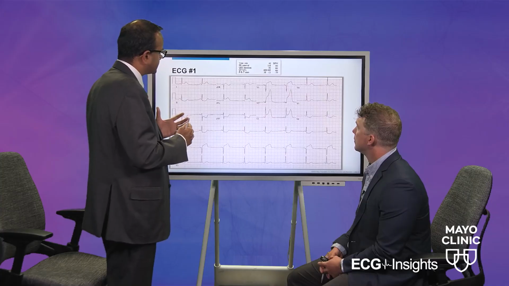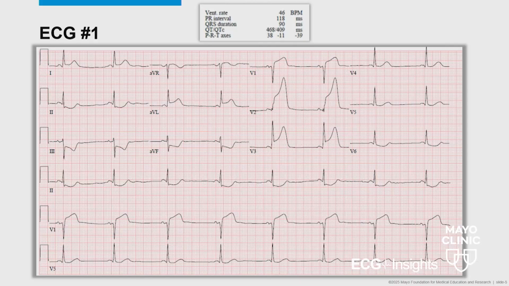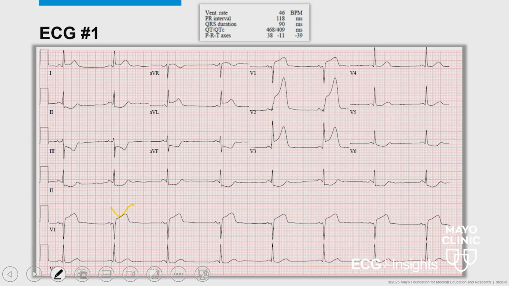Obviously, when you look at this ECG for the first time, what really jumps out of the screen is your lead V2. So look at lead V2. Significant ST elevation. Lead V3, significant ST elevation. V1 has some ST elevation. So you clearly know now that there is an injury which is occurring to this myocardium.